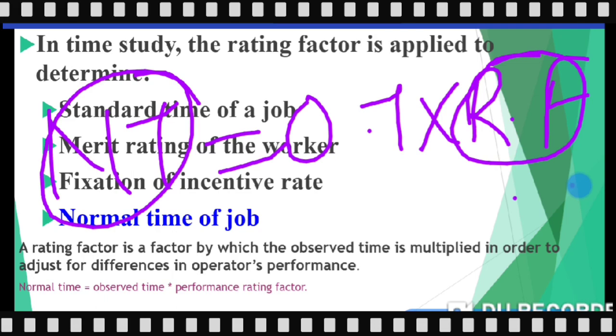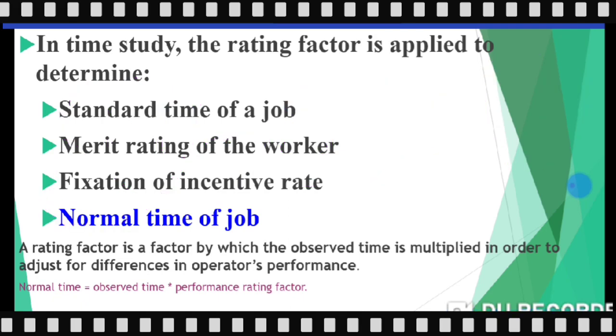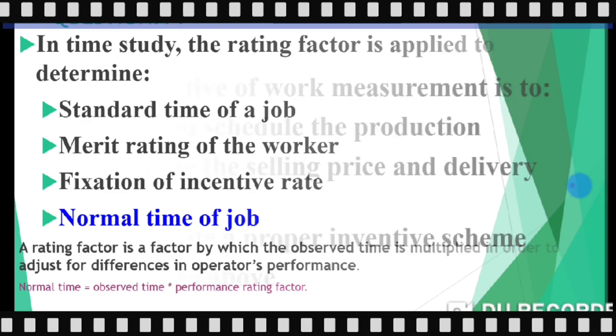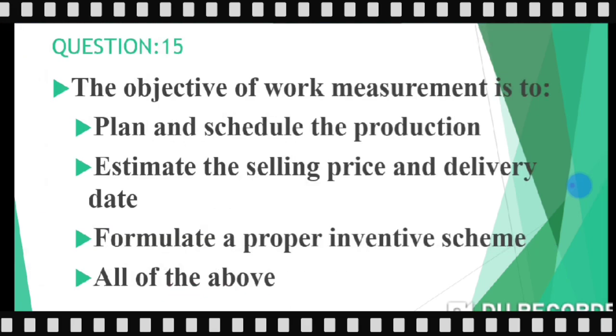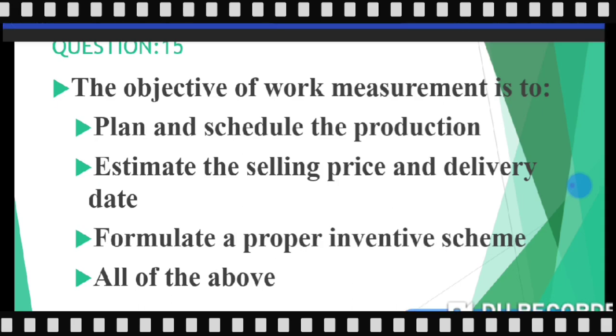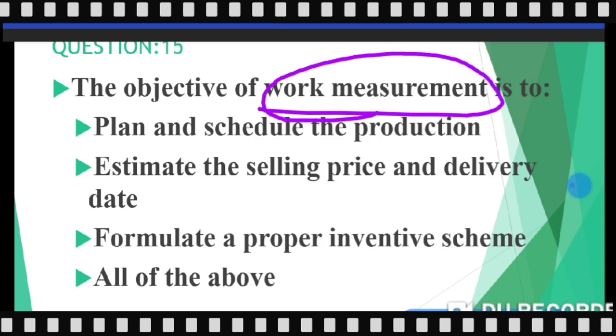So we multiply rating factor with observed time, then we will get the normal time of the job. Okay, is it clear so far? We can move to the next question now. In this question, it is asking about work measurement.